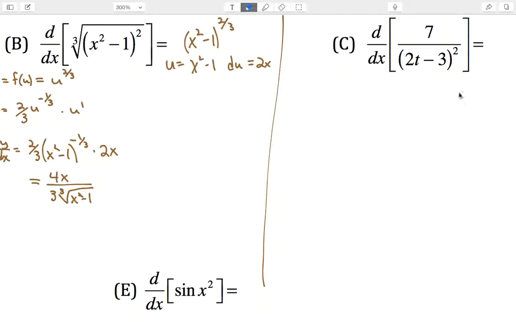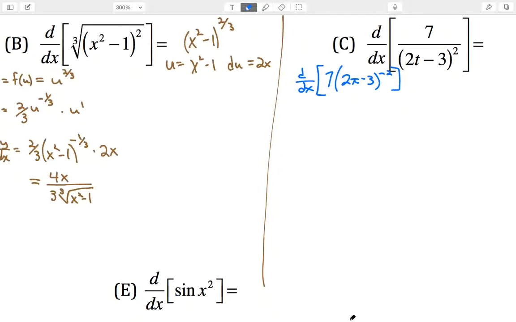Great. Okay, so the first thing we want to do, get our pen back, and we want to rewrite this, because this would be a nice quotient rule, but I want to use the chain rule because the instructions told you to. So d/dx of that is going to be 7 times (2t minus 3) to the negative 2, right?